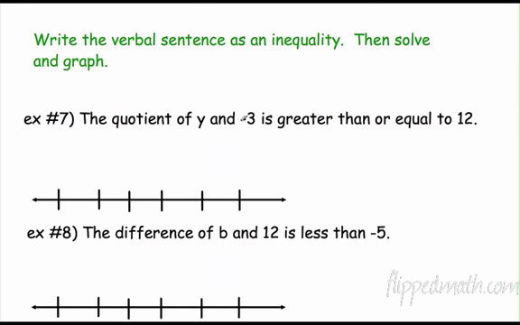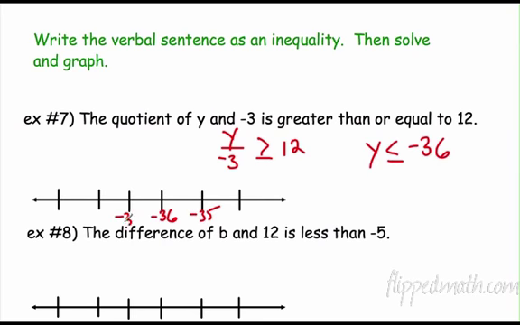All right, write the verbal sentence as an inequality. So the quotient of y and -3. Quotient is division. So y divided by -3 is greater than or equal to 12. So I'm going to multiply both sides. When I multiply by a negative, I need to switch. So y is less than or equal to -36. All right, let's jot this down. -36, -35, -37. Could be equal to it, so I shade it. I want all the numbers less than, so it's going the other way.